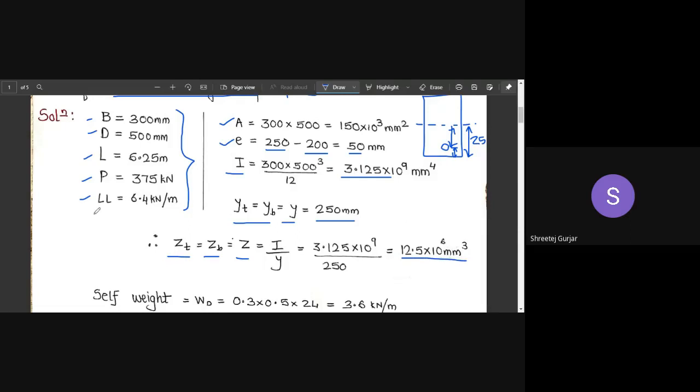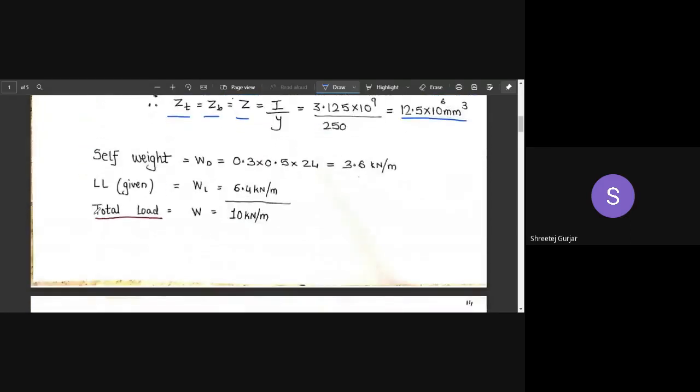The next thing that you need to do, similarly to what we have done in the stress concept, is calculate the self weight of your beam. Live load is given, so you calculate your total load, dead load plus live load. So 3.6 plus 6.4, so total load is 10 kilonewton per meter. We will represent dead load as WD, live load as WL, and total load as W. So we have calculated the load.